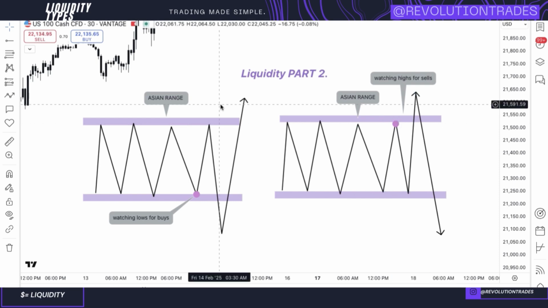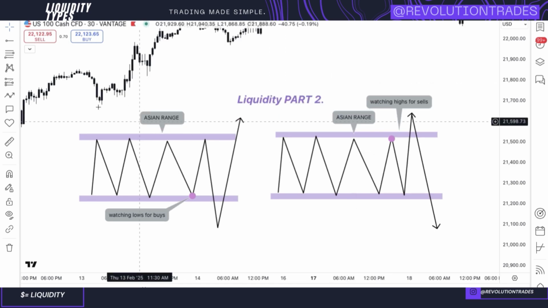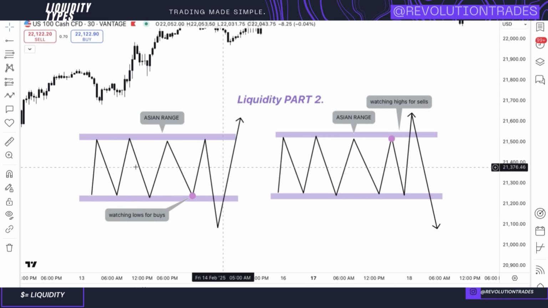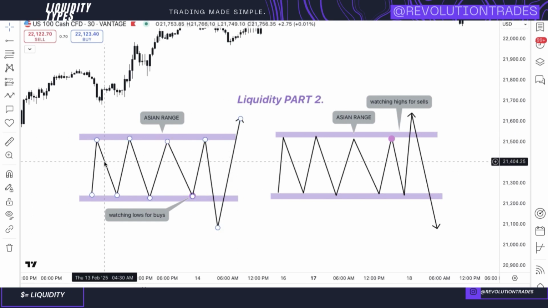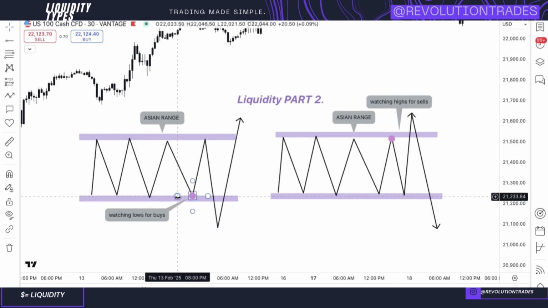Okay? Asian range is going to be the first liquidity type that we talk about, and it's actually one of my favorites. When I say the word range, guys, I just mean it's a sideways market. It's indecisive. It doesn't know what it wants to do. Some people might place a trade in between this resistance and this support zone here, but it's even better if you just wait for some type of liquidity grab or break of structure so you can then get in for a nice entry.